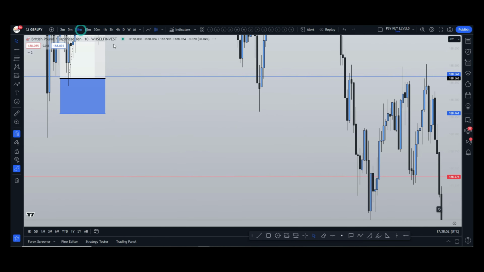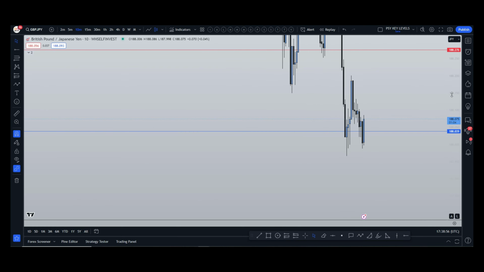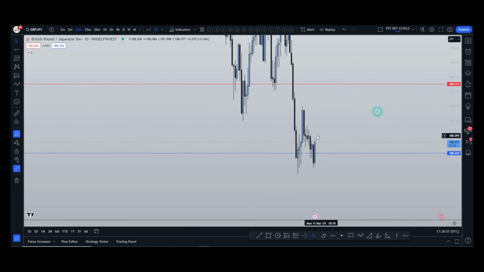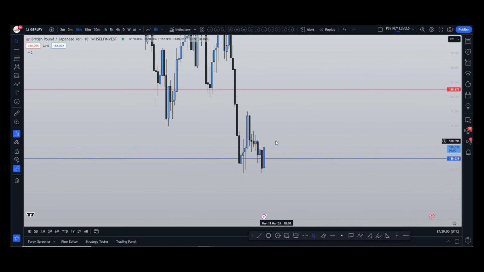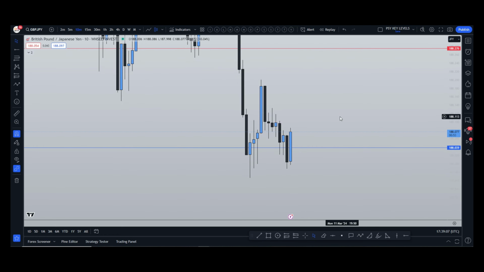Now if we look at currently where price is at, look at this, guys. We're getting wick rejections. Price closes bullish. This, look at this. Okay, this is where currently price is at.